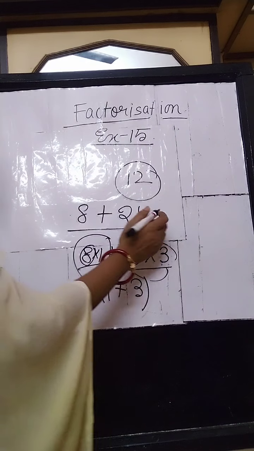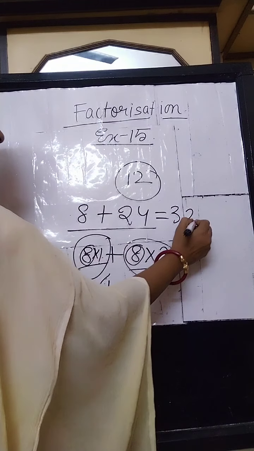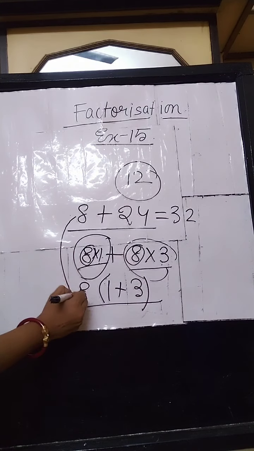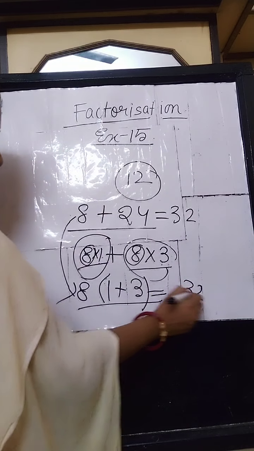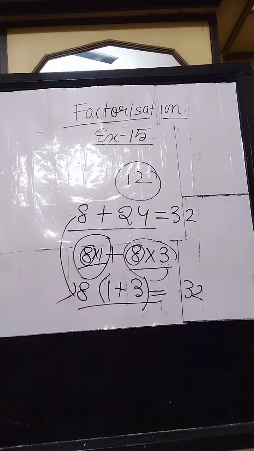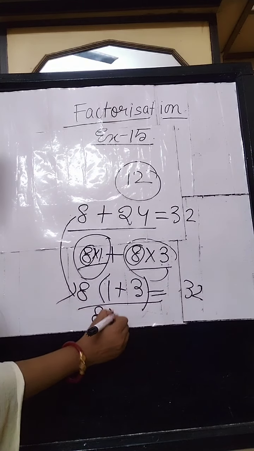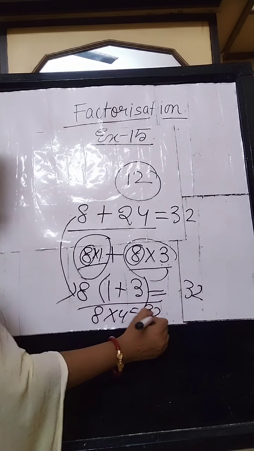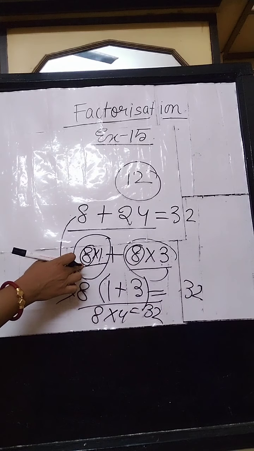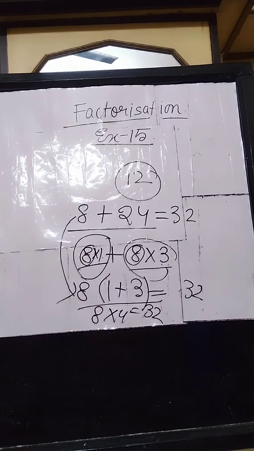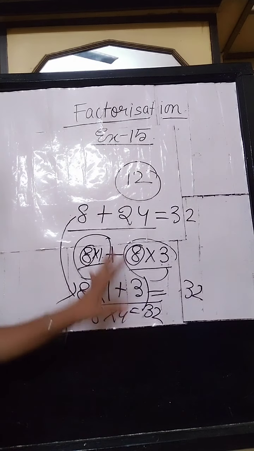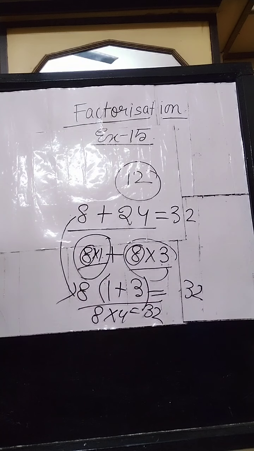Now 8 plus 24 gives you 32. You can see by writing this step also you can get 32. How? Because 1 plus 3 gives you 4, and bracket means multiply, so 8 into 4 gives you 32. So instead of writing this step, we can write this step by giving a bracket. I hope with the help of the numerical problem you have understood how to take out the common factor.